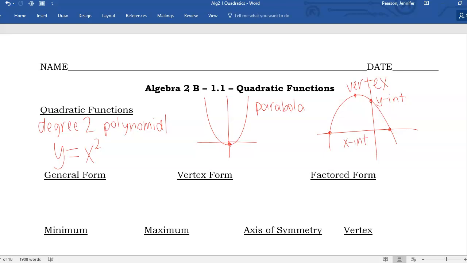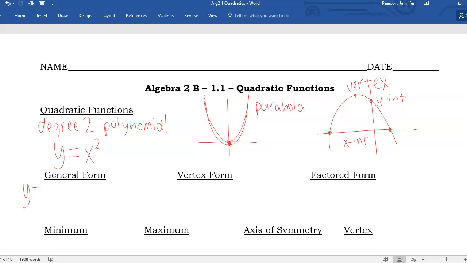Now, I drew this one a little lower than I intended to, but let's say that vertex hits right on the x-axis. Then our parabola only has one x-intercept. In this case, there are two x-intercepts, but depending on how you translate that up or down, you could also have no x-intercepts. So looking at a couple different formats, we're going to start with general form.